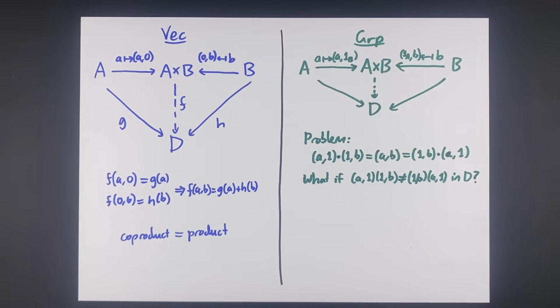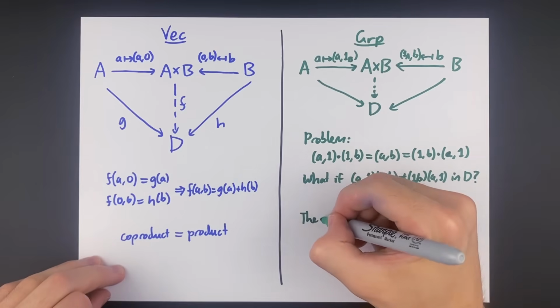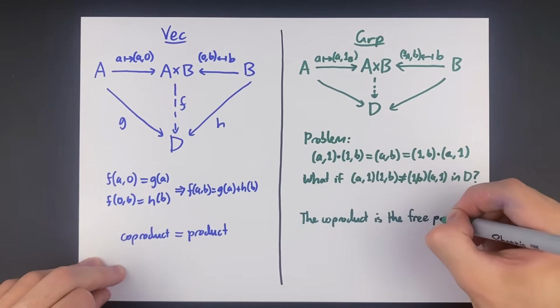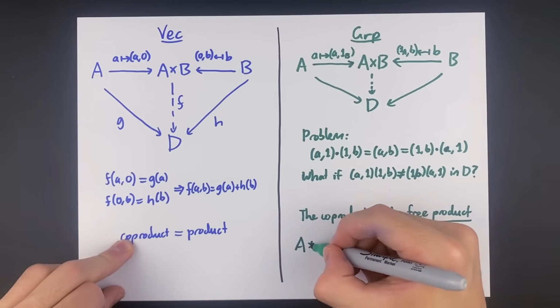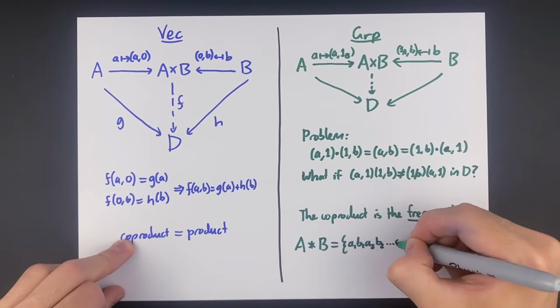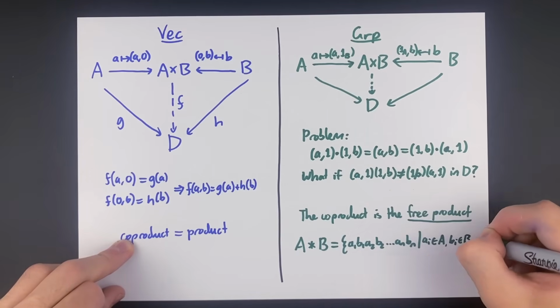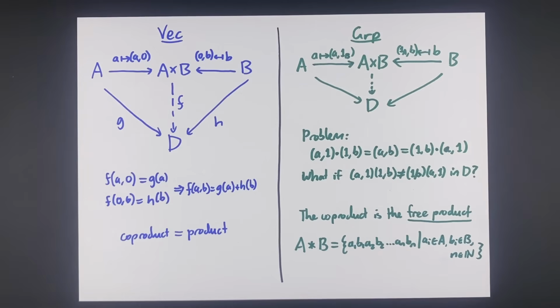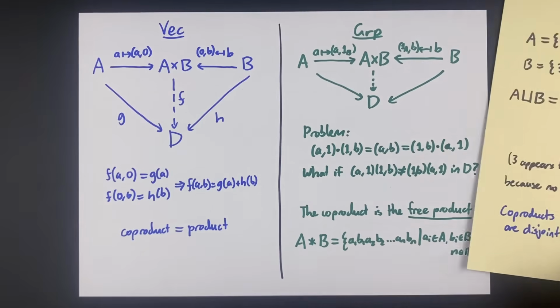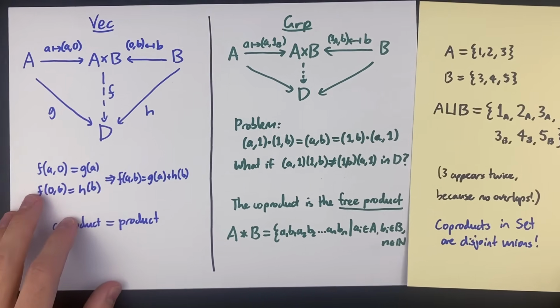The actual coproduct is something called the free group on A and B, and it's the set of all alternating sequences of elements of A and B. So, confusingly, the coproduct of two finite groups is typically an infinite group. So, unlike products, coproducts look completely different in Set, Vec, and Group.